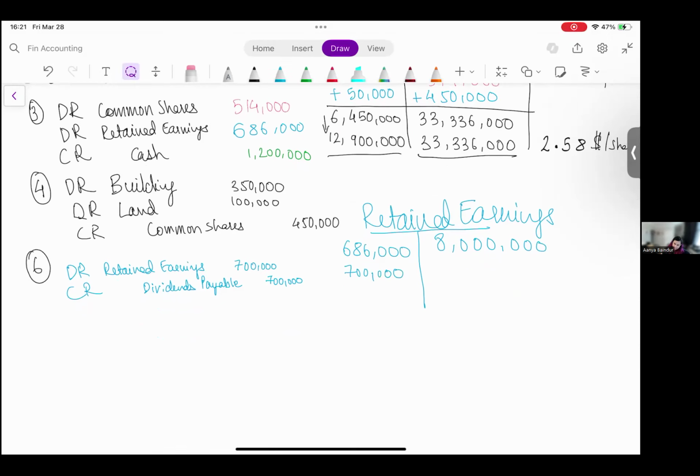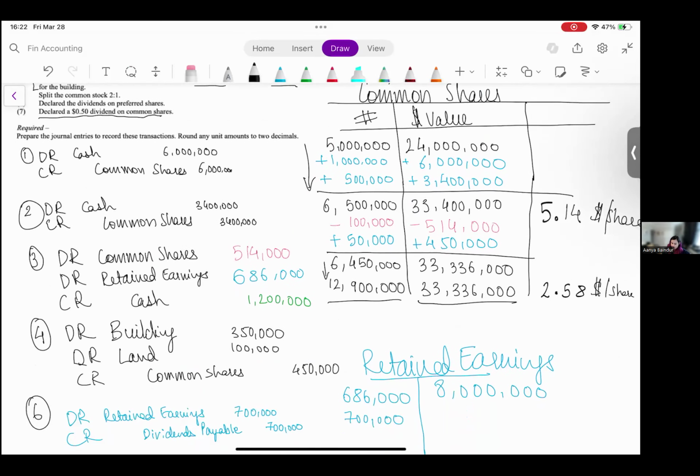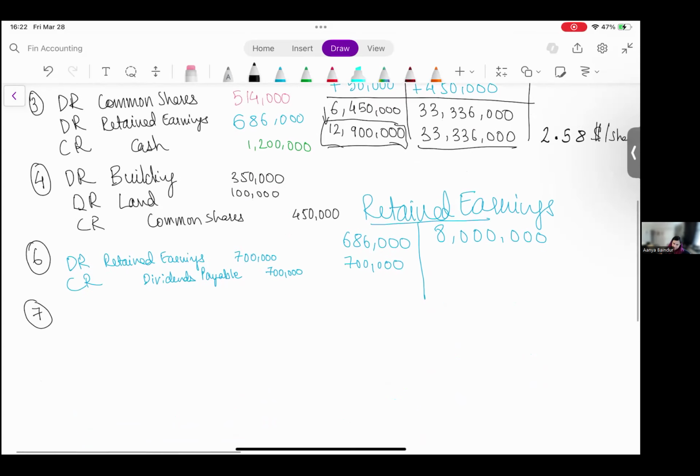Okay. Now, the next one tells us that we've declared a dividend of 50 cents on all the common shares. So at this point, we need to determine how many common shares we have. This is the number of common shares we have, and each one of them is getting 50 cents. So let's see how much they're getting. 12,900,000 divided by 2 gives you 6,450,000.